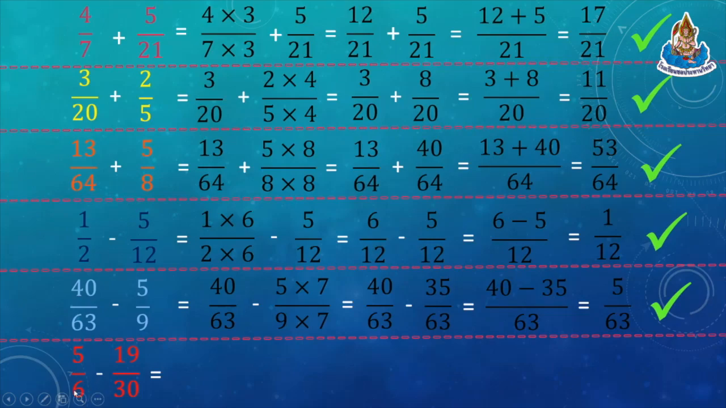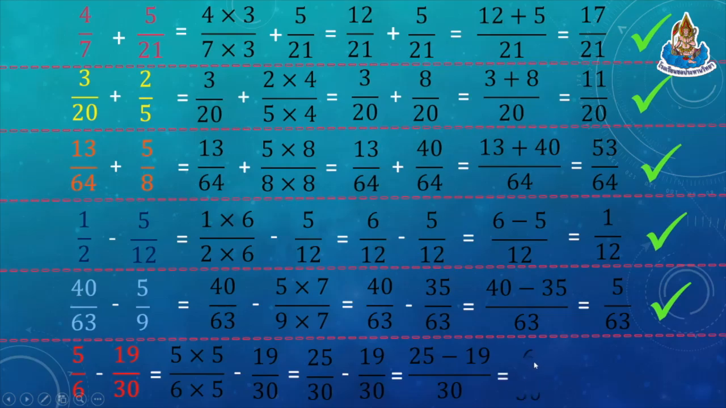Again, to make 30 from 6, we need to multiply 6 times 5. At the same time, numerator, 5 times 5. 5 times 5 is 25, and 6 times 5 is 30. Now, denominators are the same, so we subtract numerators. 25 minus 19, and the denominator stays the same. 25 minus 19 is 6 over 30.